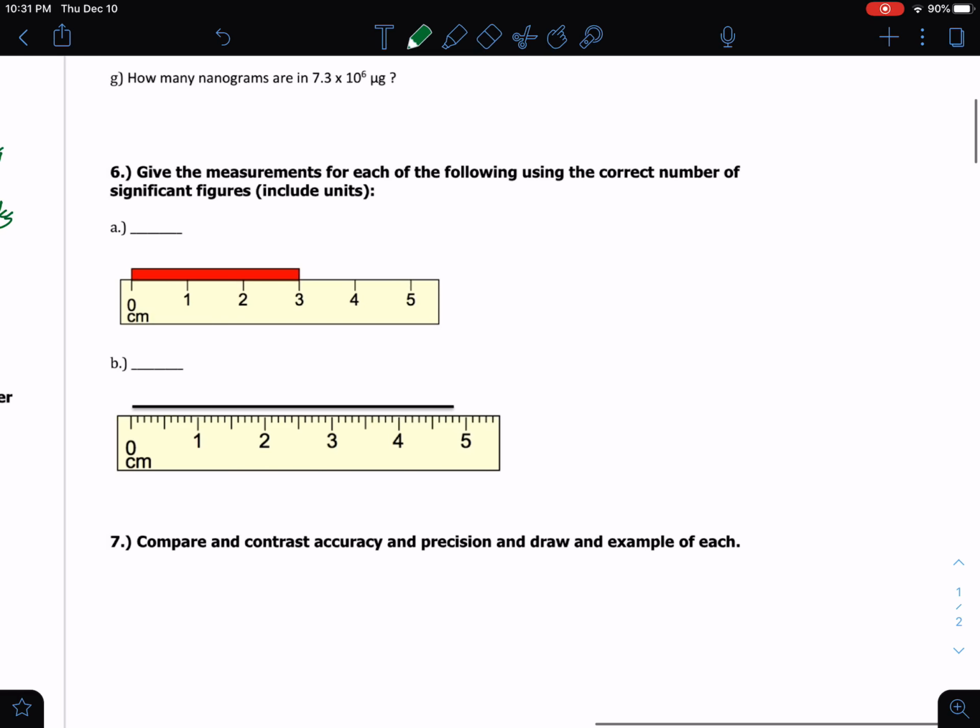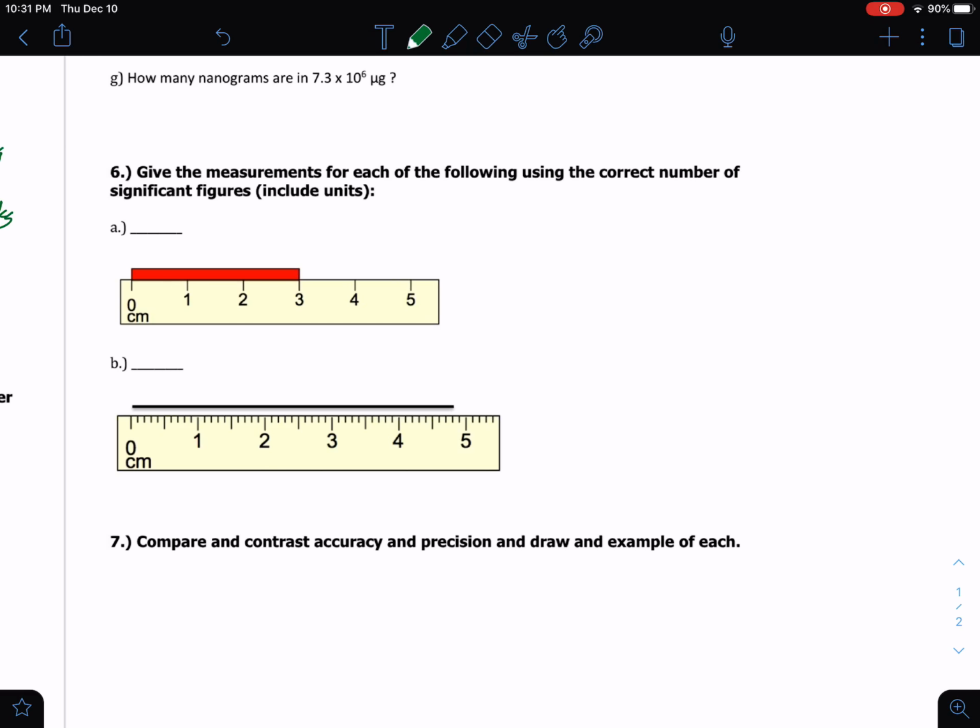Number 6, give the measurements for each of the following using the correct number of significant figures. When it comes to measuring with significant figures, we have to go one more decimal place than you can see. So a normal person, without knowing about significant figures, would just tell me this is 3 centimeters. It stops at the ones place. All we see is 3 centimeters. Significant figures states that we need to go 1 decimal further than you can actually see on the measuring device.